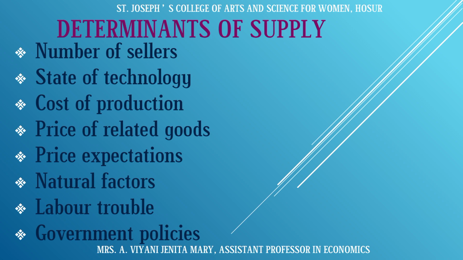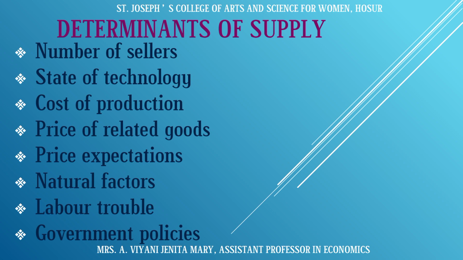Then there are many factors affecting supply, or we can say determinants of supply. The first one is the number of sellers. The greater the number of sellers, the greater will be the quantity of a product or service supplied in a market, and vice versa. An increase in the number of sellers will increase supply and shift the supply curve when more firms enter the industry. The number of sellers increases, thus increasing the supply.